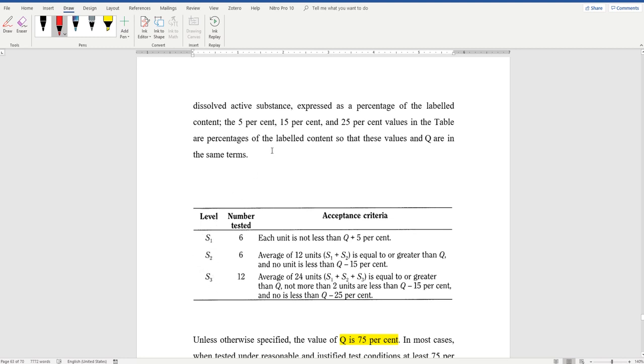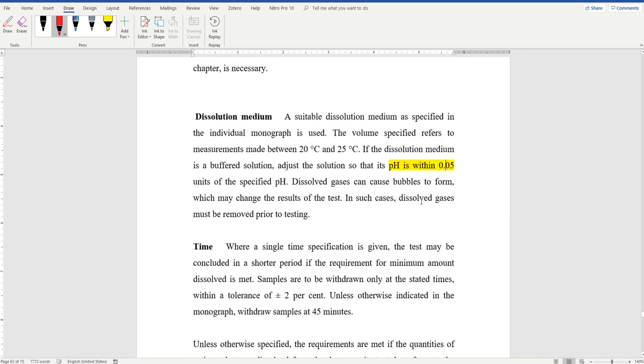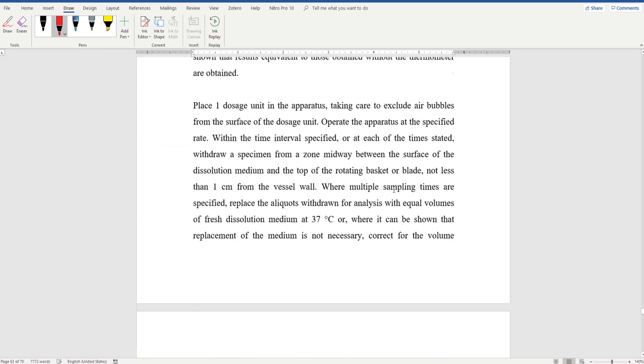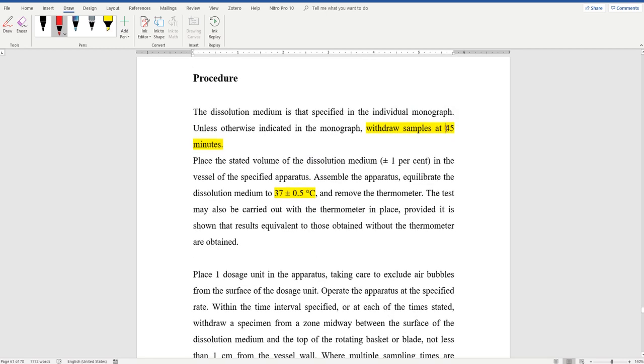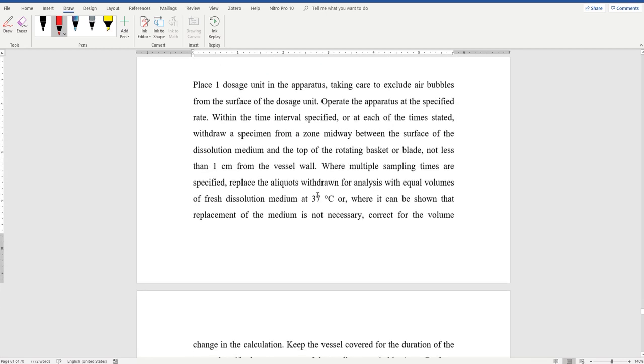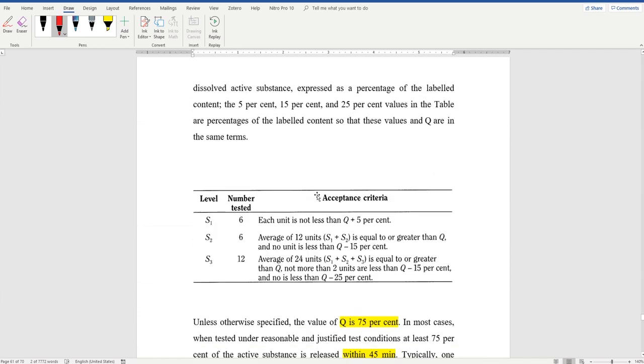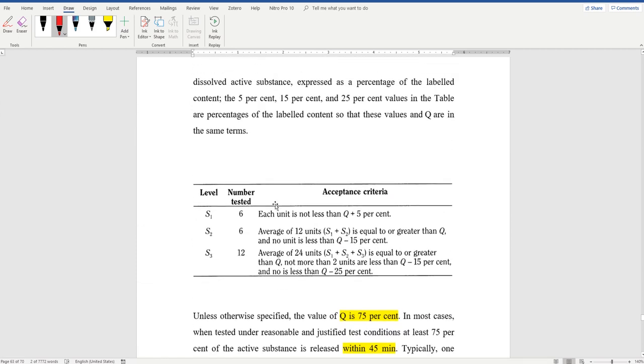So in the beginning, you only need to test 6 tablets. So you put 1 tablet in each vessel, and then after the specified time, if it is not mentioned, then what did we say, it has to be 45 minutes. Then at 45 minutes, withdraw a sample from each vessel.